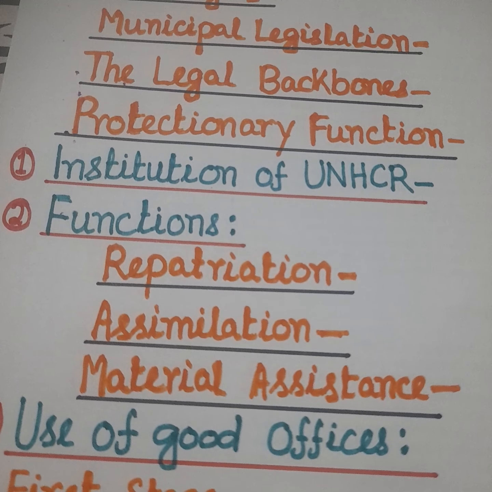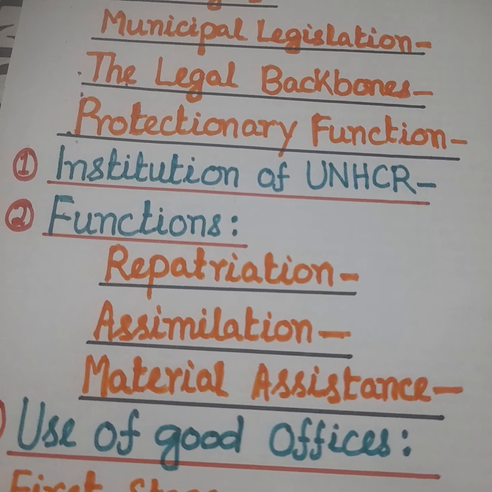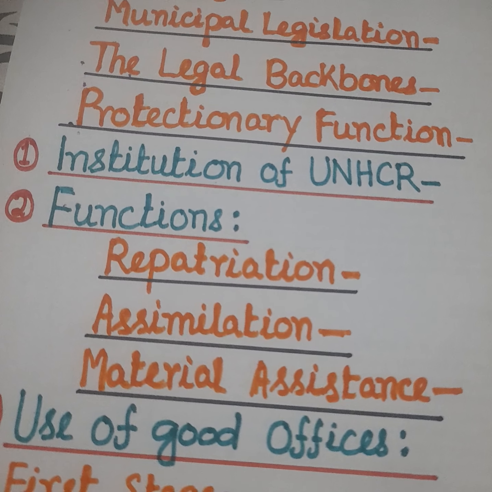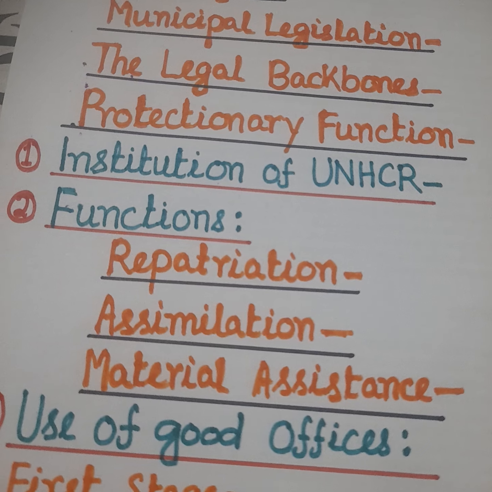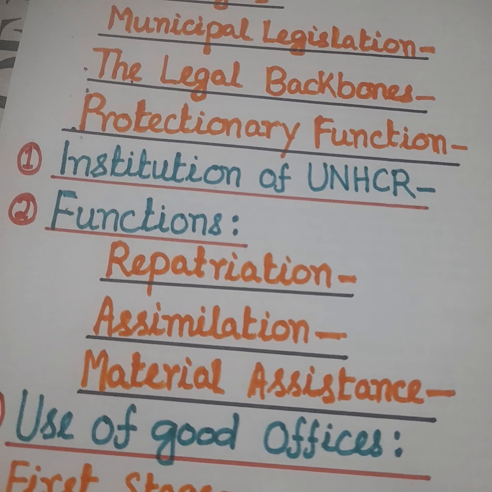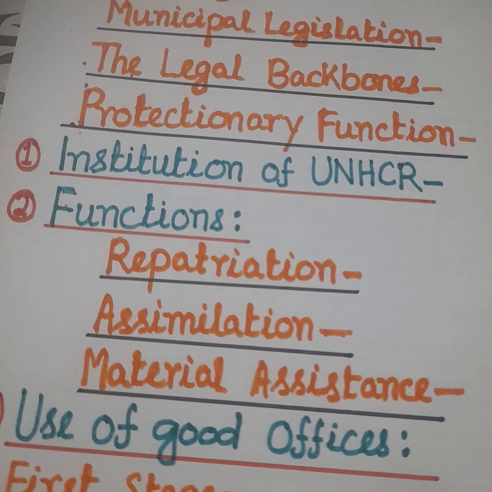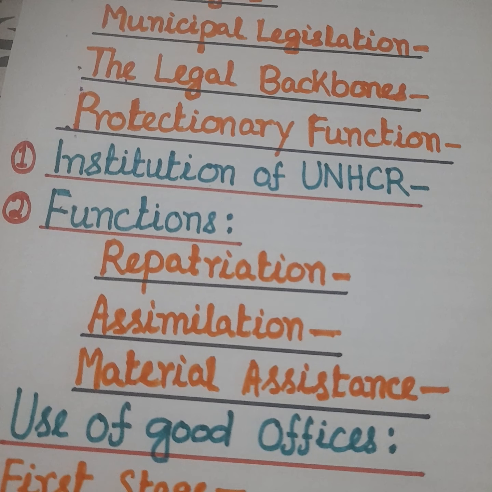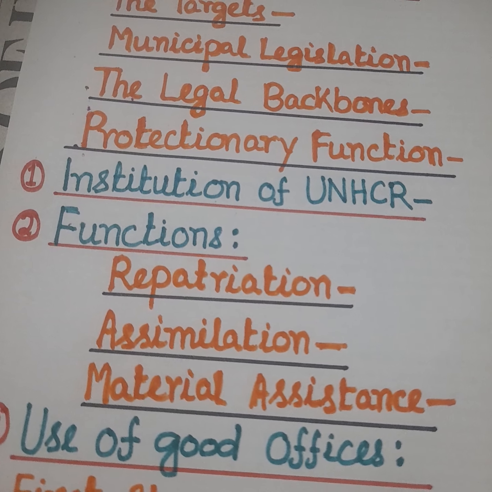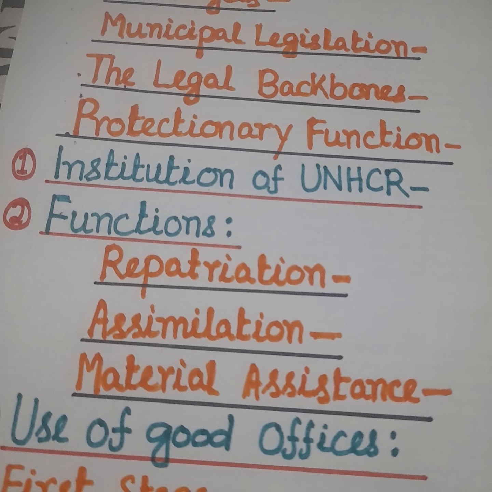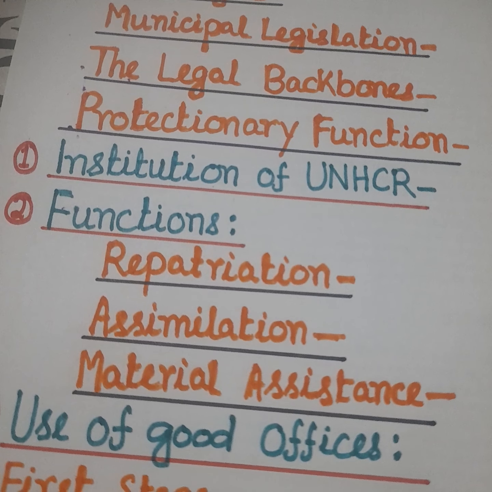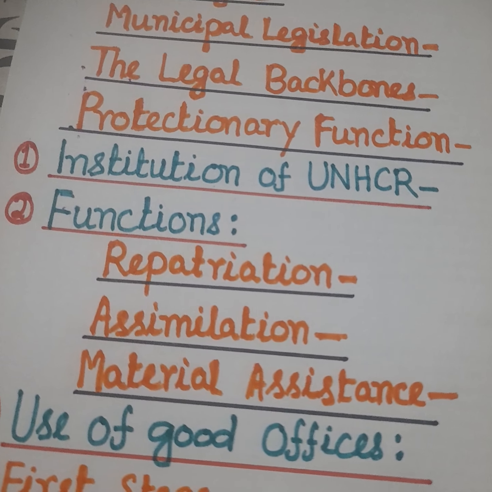Under Article 35 of the 1951 Convention, the contracting states undertake to cooperate with the Office of the United Nations High Commissioner for Refugees in the exercise of its functions, and in particular to facilitate its duty of supervising the application of the provisions of the convention. They also undertake to provide the High Commissioner with information and statistical data concerning the condition of refugees, the implementation of the convention, and laws and regulations in force relating to refugees.